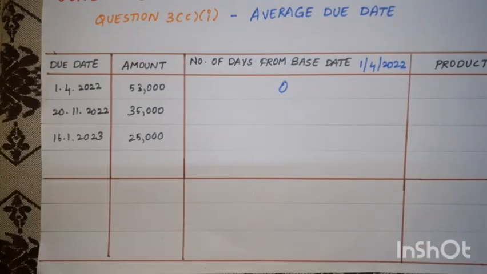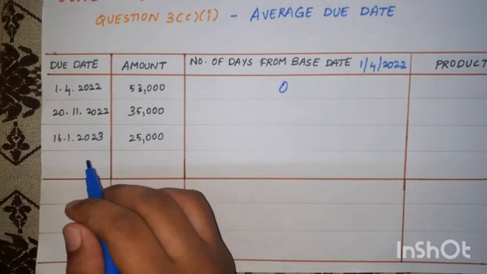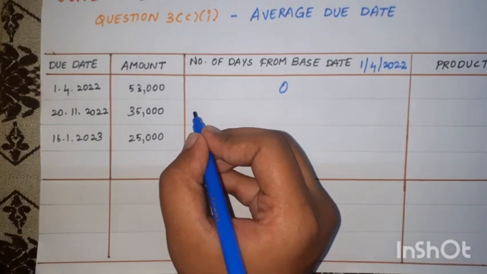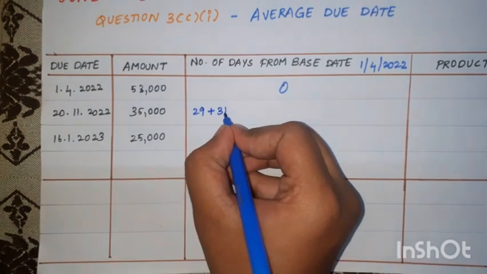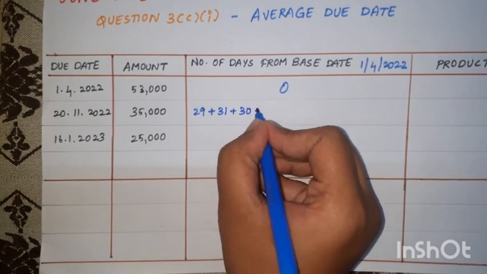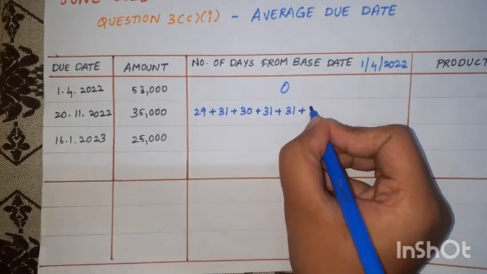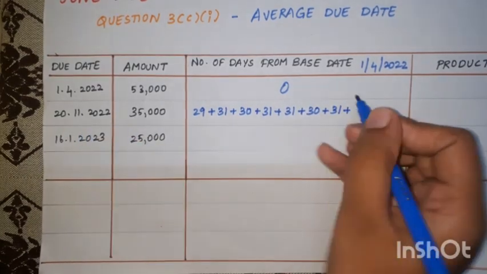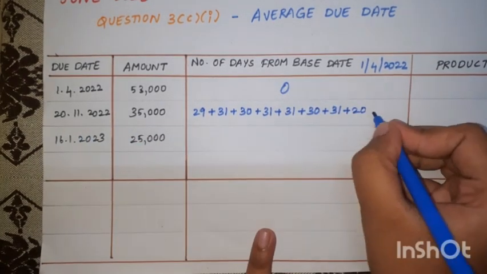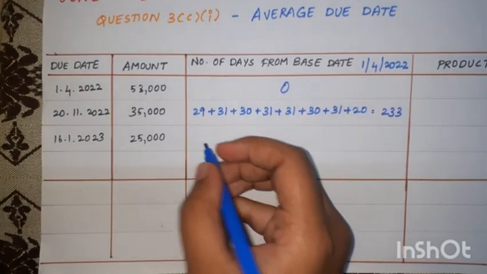For the second date, we have to calculate from 1st April 2022 to 20th November 2022. In April, of the total 30 days, we have remaining 29 days, and then in May we have 31 days, in June we have 30 days, July 31 days, August again 31 days, September 30 days, October 31 days, and then finally in November we have 20 days. Totally we have 233 days. And then for the third one, same like this.